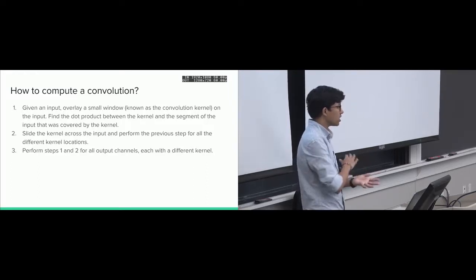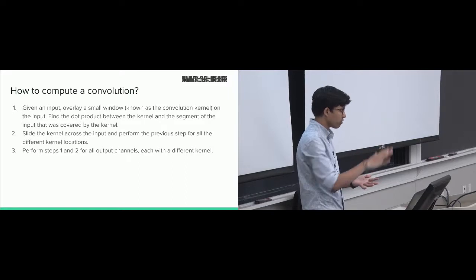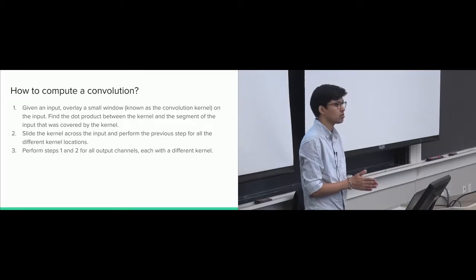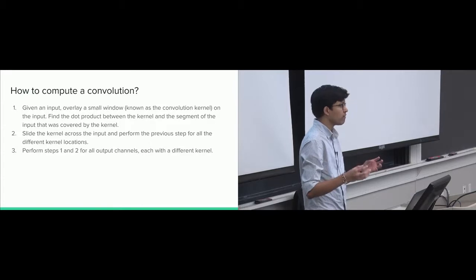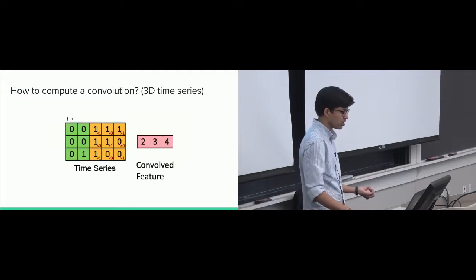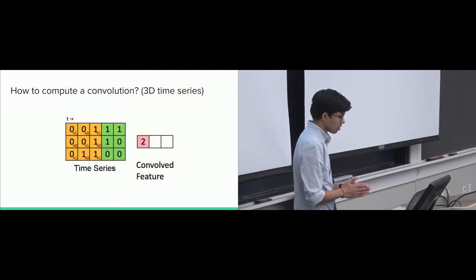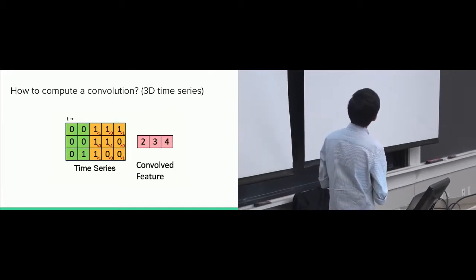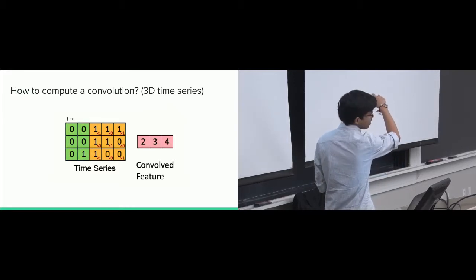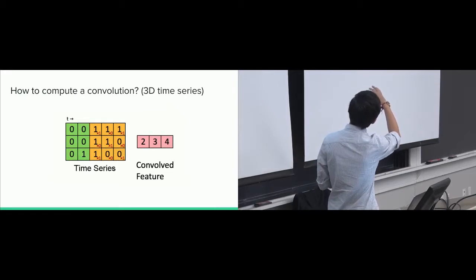We keep on doing this until we have convolved over the entire image, and this is basically what convolutional neural networks do. They have a set of kernels to learn, and they convolve over images and try to extract valuable information. So for example, let's say you have a time series data. As you can see, this is 3-dimensional because it has 3 rows.